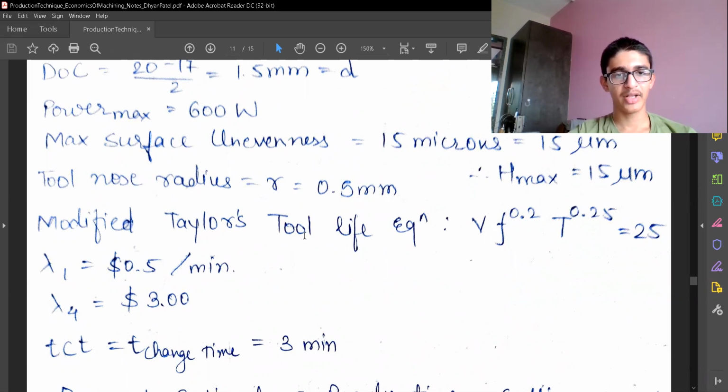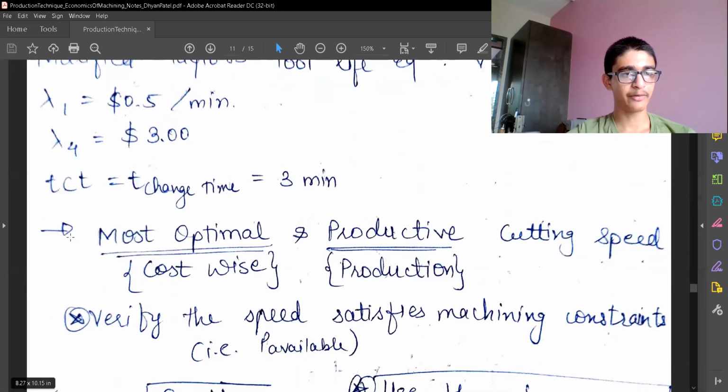Modified Taylor's tool life equation is given: V f raised to 0.2, t raised to 0.05 is 25. So the n value, m value, and c dash value are given. We'll use this to modify it to get the k value, f raised to 1 by m value, etc. Lambda 1 is given, lambda 4 is directly given. Lambda 2 plus lambda 3 are directly combined to get lambda 4. TCT, tool changing time, is 3 minutes.